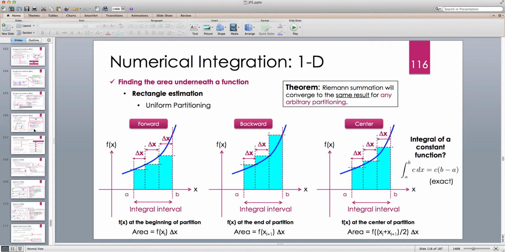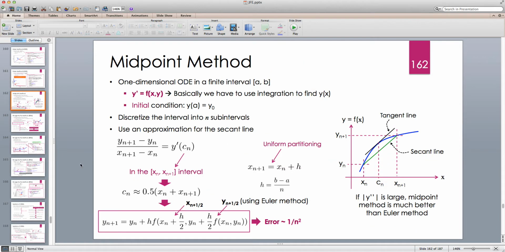So in the midpoint method, we do exactly this. We are given this differential equation, y prime equals f of x and y, and we are trying to solve the initial value problem, y of a equals y0. And again, you already know the routine. If I want to find the solution at some point b, I divide the interval between a and b into n subintervals.